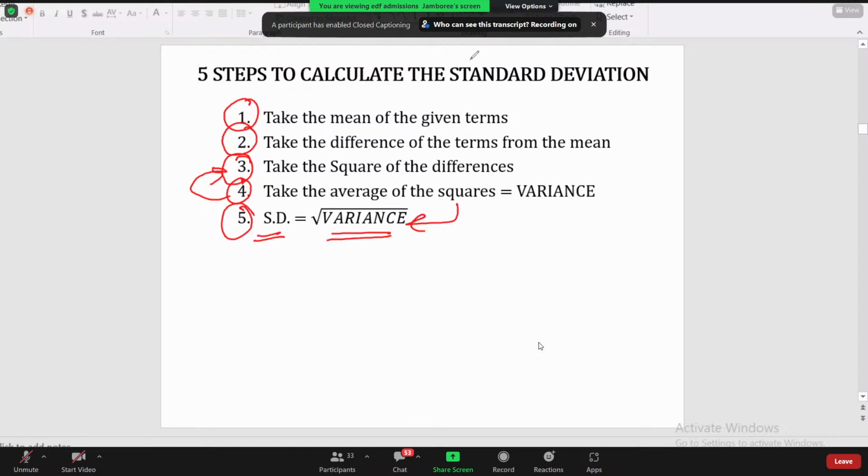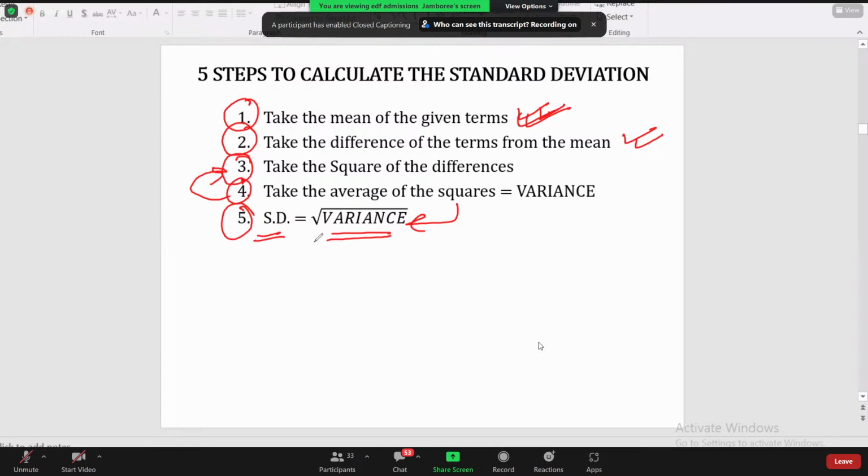I repeat my words. You need to first of all find the average of the series, find the mean value of the series, find the differences of the terms from the mean value. Step number 3 is square the differences. Step number 4 is take the average of these squares. Step number 5 is standard deviation is equal to the square root of this average, which you have calculated in step number 4.